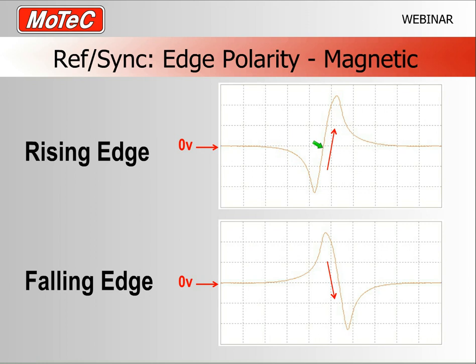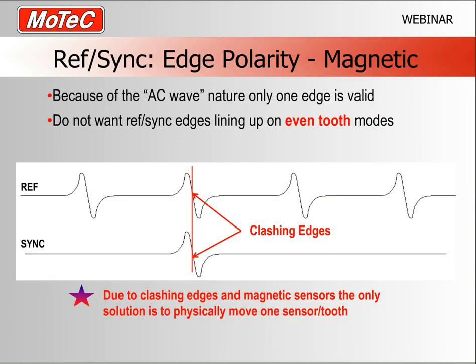Now, the same sensor, if we unplugged both wires and swapped them around, the sensor would still work, but this time the polarity of the magnetic signal would change to a falling edge. You can only tell this information by using either our RefSync capture program or an oscilloscope, but you have to tell the ECU the right edge. If you get it wrong, it will cause misfires. The engine may not sync up, it just won't work. So very important for a magnetic sensor, you have to get the right edge polarity.